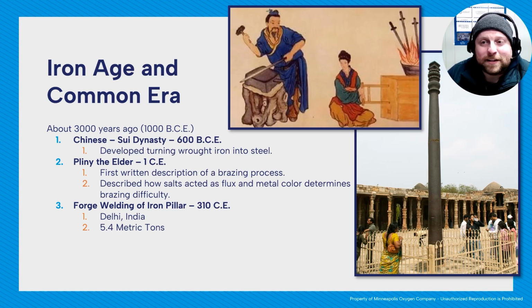Moving rapidly into the Iron Age and Common Era, starting about 3,000 years ago, so about 1000 BCE. In China, we have the Sui dynasty, or Su, I'm not 100% sure how to pronounce that, but we'll go with Sui, from 600 BCE. That was one of the first occurrences of turning wrought iron into steel.